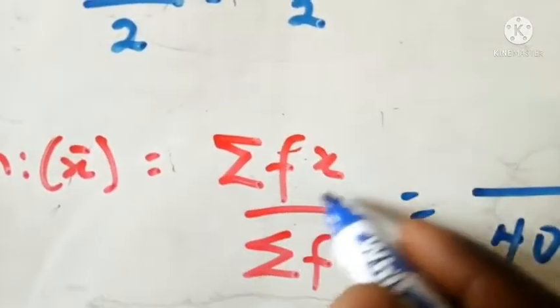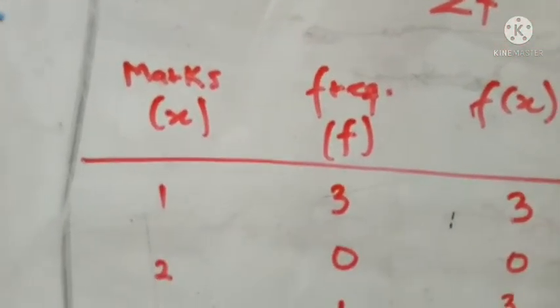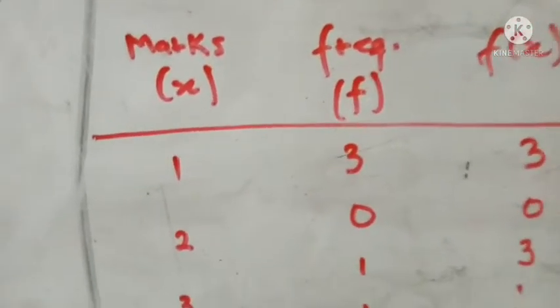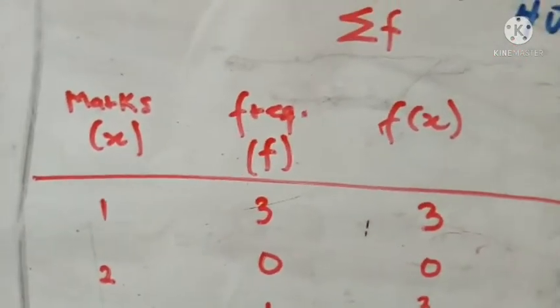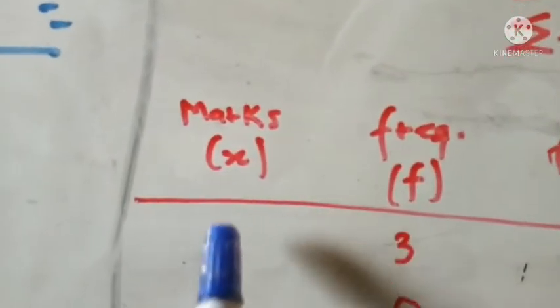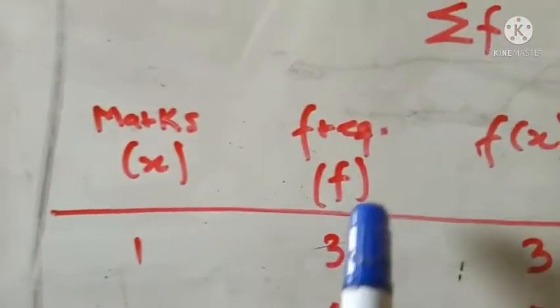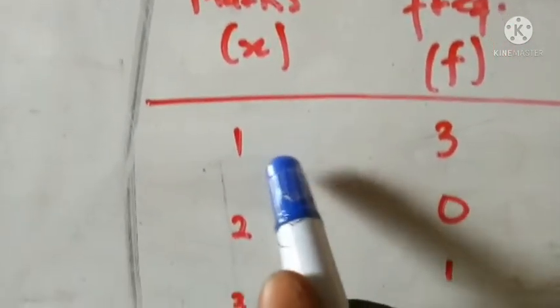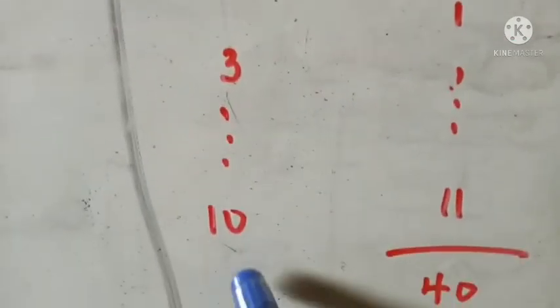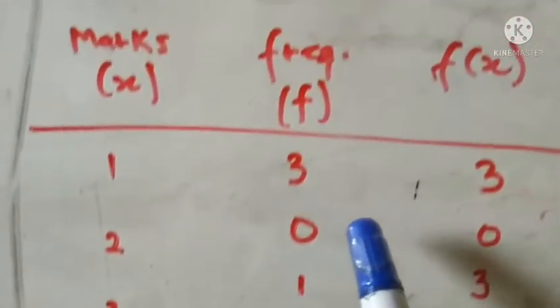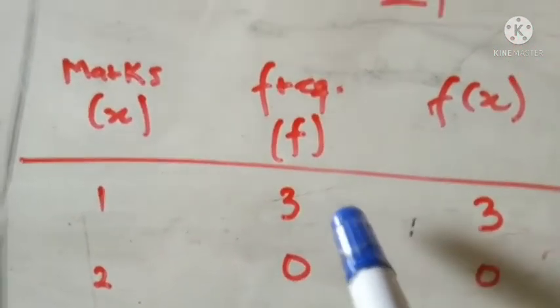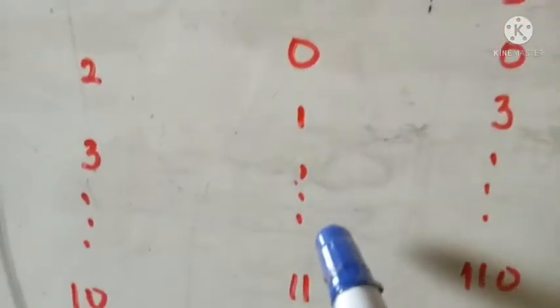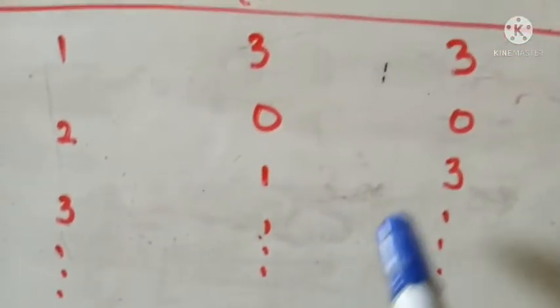Is that okay? We know that, but do we know this guy, fx? We don't know this guy, right? So you have to find out. So that's why I have my beautiful table here. The table says that you should find the fx. So these are the marks. The marks will be x, right? And then you already have the frequency. So the marks from the table are 1, 2, 3, and so on up to 10, right? And their corresponding frequencies are 3, 0, 1 up to 11, right?